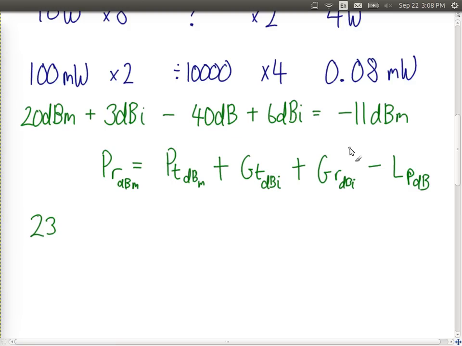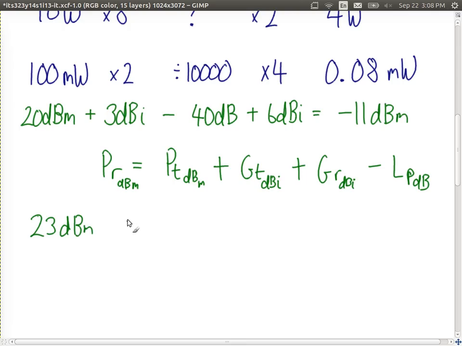So transmit power, 23 dBm. A gain of our antenna of 2 dBi. The receive antenna is the same. And the received power was, what was it, minus 71. We know those characteristics of the two devices we want to allow to communicate. What's the path loss?